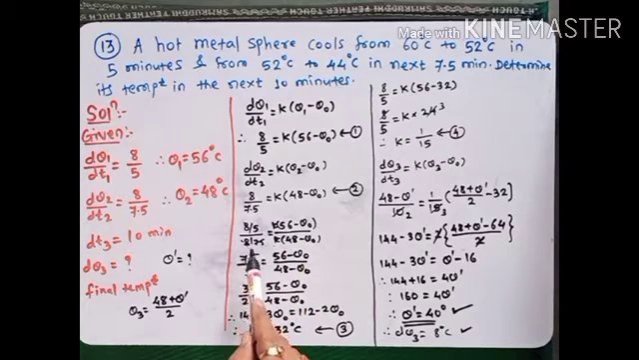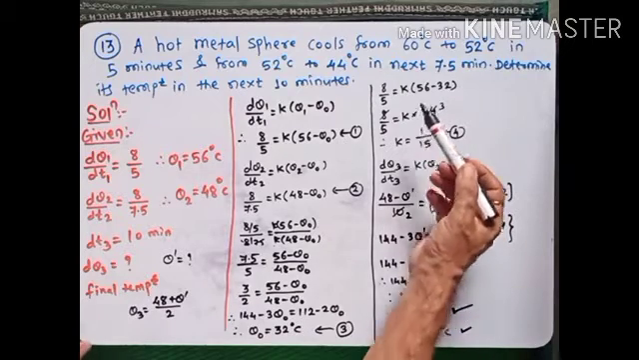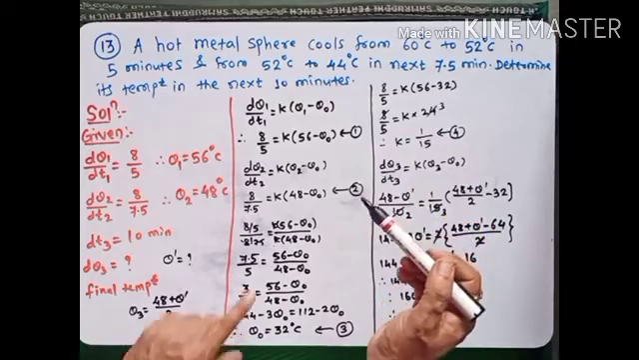Then the 8 gets cancelled. 7.5 upon 5 equal to 56 minus theta 0 upon 48 minus theta 0. Now 3 by 2 equal to 56 minus theta 0 upon 48 minus theta 0. Now 144 minus 3 theta 0 equal to 112 minus 2 theta 0. Then to this side, 144 minus 112 means 32. Now third, we put the value of theta 0 in equation 1.